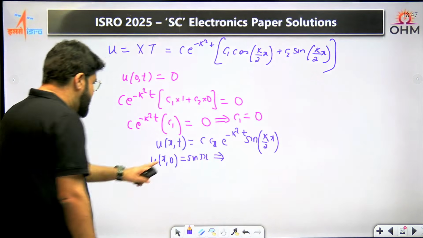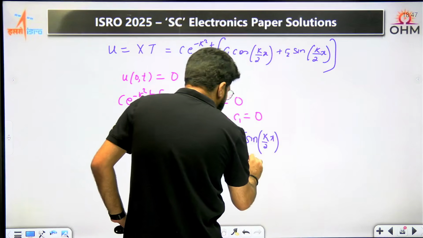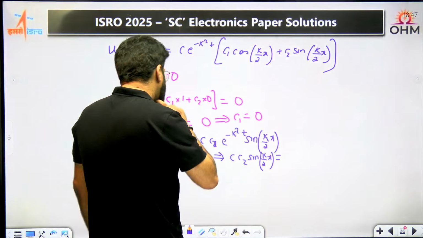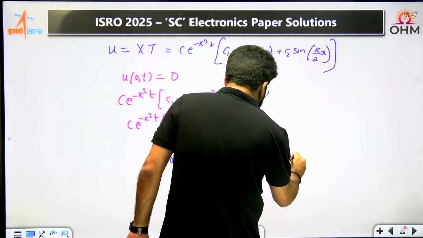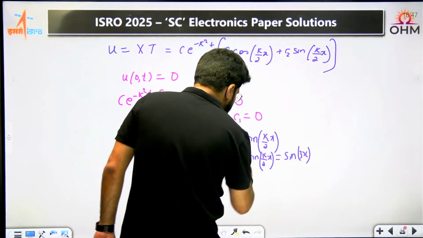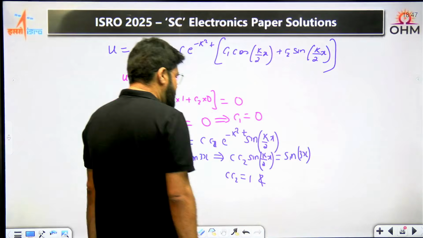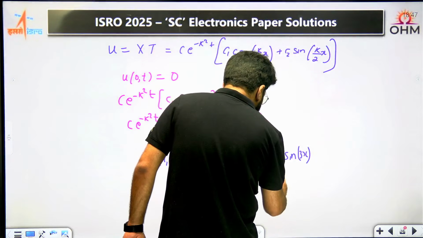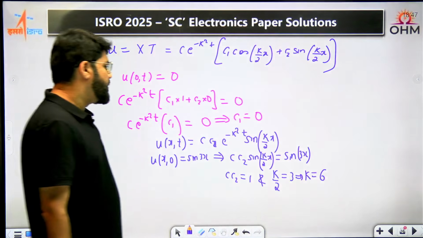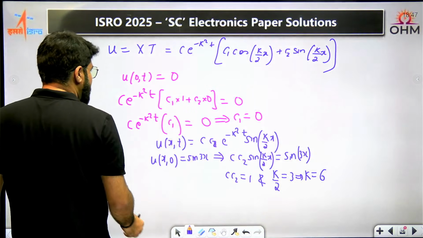So now when I put t equal to 0, see what will I get? C2 e power 0, which is 1, sin of k by 2x is going to be given as sin 3x. So see, if you compare these coefficients, C into C2 has to be 1, and secondly, k by 2 is equal to 3. So k equal to 6. Now k and C2 both obtained, so that other condition is not required.